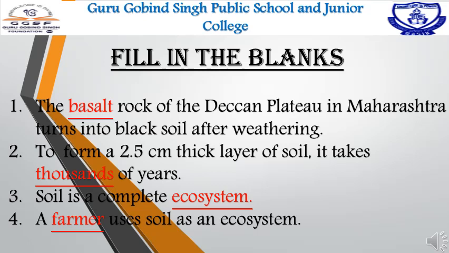First one, the dash rock of the Deccan Plateau in Maharashtra turns into black soil after weathering. Answer is basalt rock. To form a 2.5 centimeter thick layer of soil, it takes dash of years, that is thousands of years. Third one, soil is a complete dash, that is ecosystem. A dash uses soil as an ecosystem. Answer is farmer.